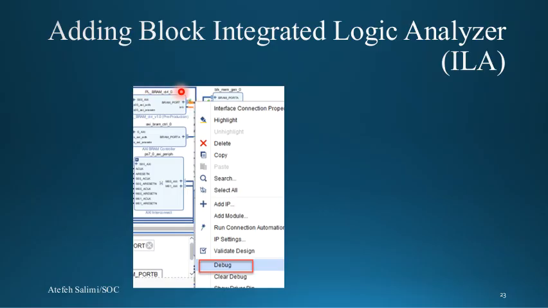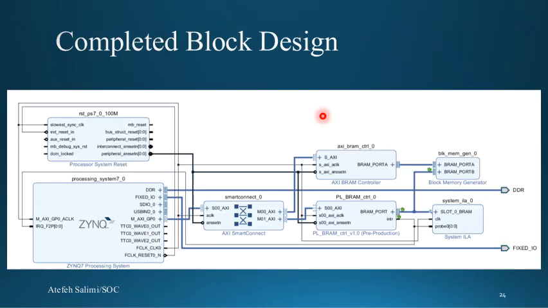For adding this IP, you have to right click on the signal that is connected to that port and then choose debug. By choosing this option, after running connection automation, this ILA block will be automatically added to the design. The completed block diagram of this design is shown in this figure.